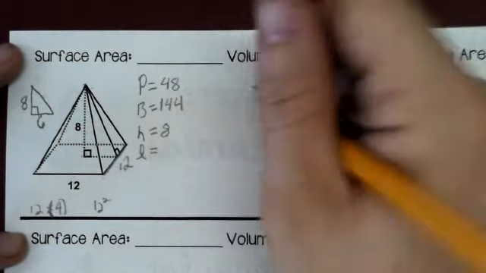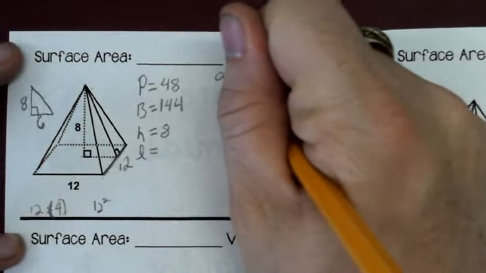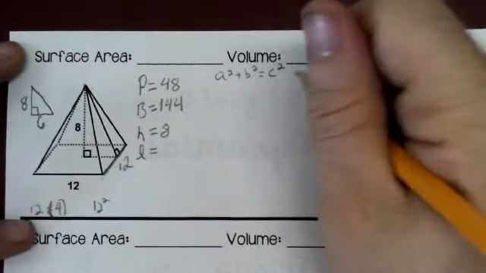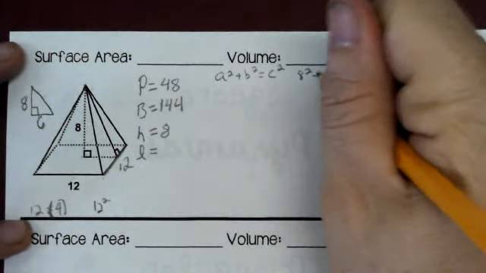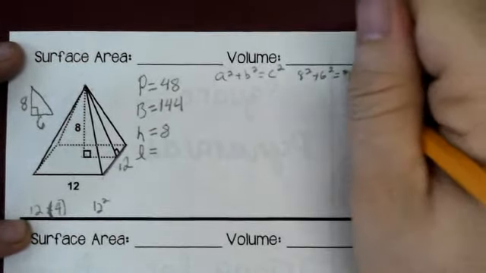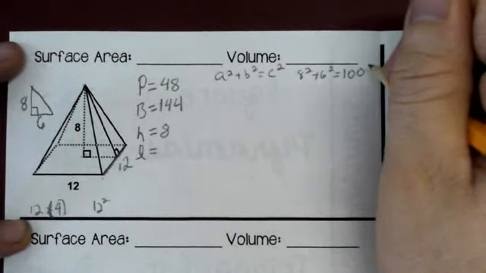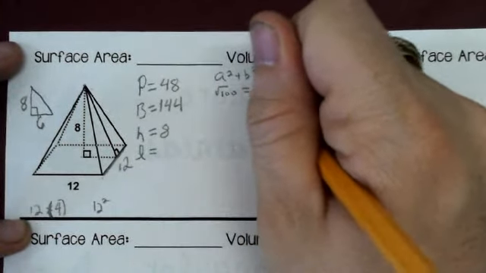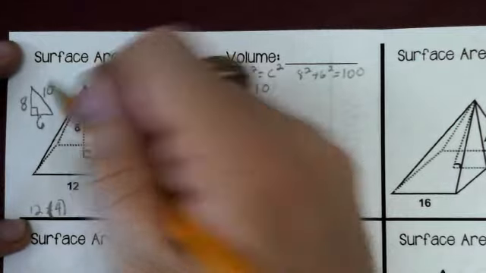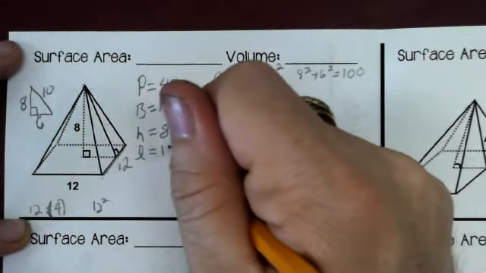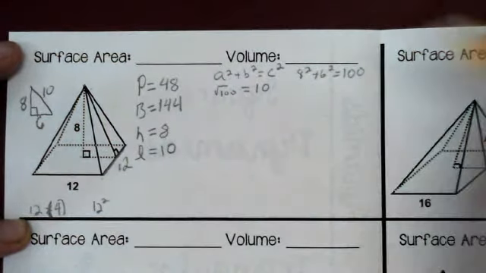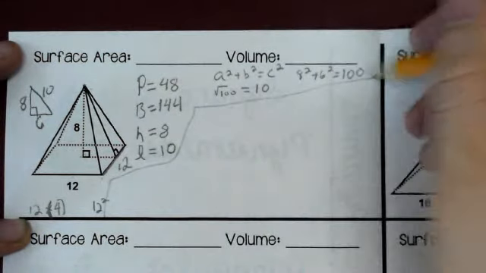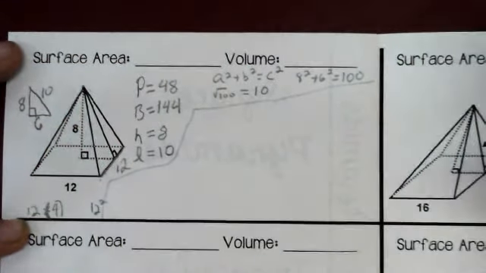So, just as a reminder, Pythagorean theorem: a squared plus b squared equals c squared. And so we have 8 squared plus 6 squared. That's going to give me 100. When I take the square root of 100, that's going to give me 10. And so I know that this is 10, which means that my slant height is also 10.